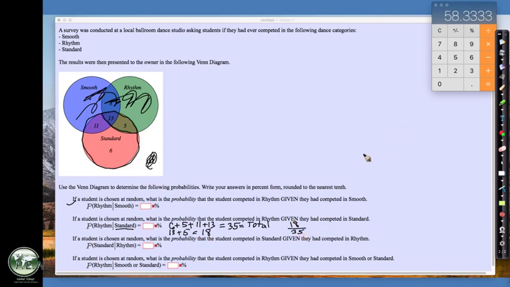And again, we want this as a percent form, rounded to the nearest tenth. So we come here, we take our 18 divided by 35, and that gives us 51.43. Multiply by 100, you want to be sure to turn it to a percentage, 51.4, because we're going to round to the nearest tenth.